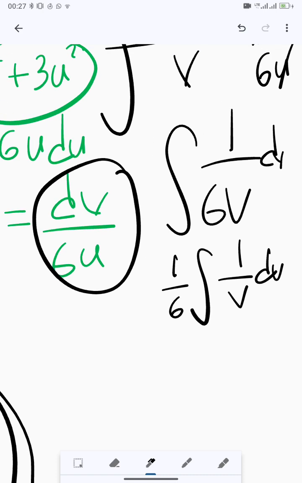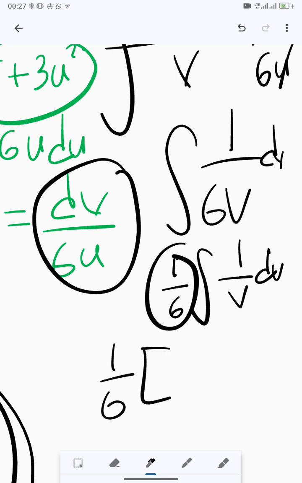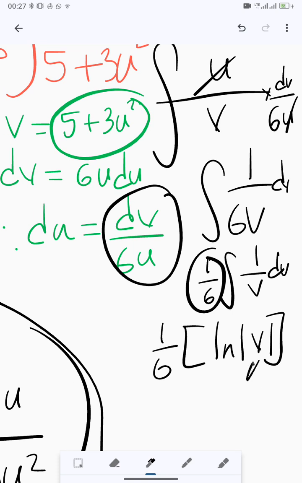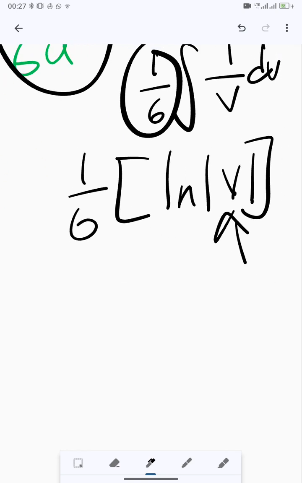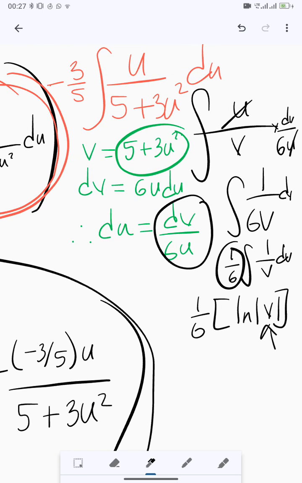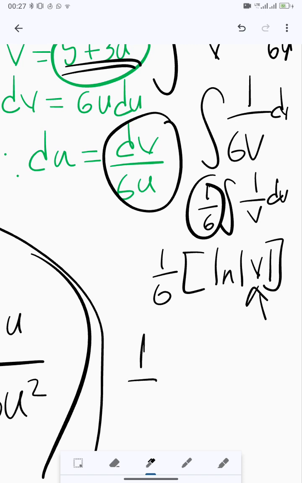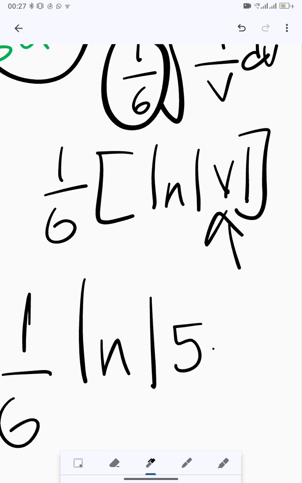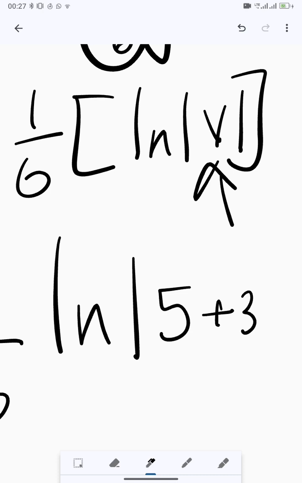You understand? This 1 over 6, I don't have to mind it. I just put 1 over 6 and multiply by the integral of 1 over v, which is natural log absolute value of v plus c, right? And then I have to replace v before I can continue any further. Remember we said that v is equal to 5 plus 3u squared. So that means 1 over 6 natural log absolute value of 5 plus 3u squared plus c.